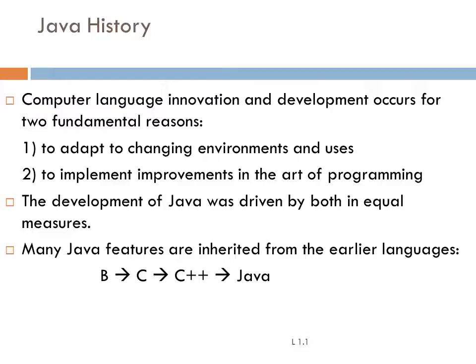The Java language was developed based on some advanced features of previous languages. At first, there was the B language. Based on the B language, Dennis Ritchie developed the C language. Taking some concepts of C, the C++ language was developed, and by taking the C and C++ concepts, the Java language was developed by James Gosling.